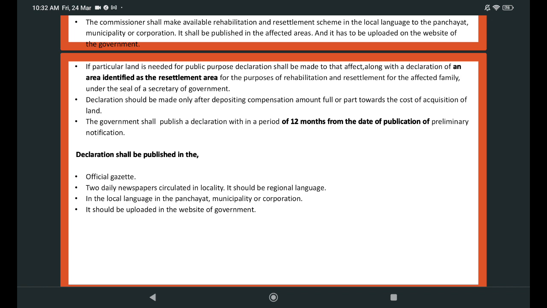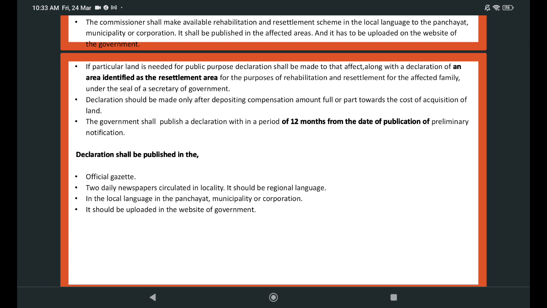Now declaration of land. Declaration of an area as identified as resettlement area. If a particular land is needed for public purposes, a declaration of an area as a resettlement area should be given. Why? It is for the resettlement of the affected family. It should be made under the seal of the Secretary of Government. Declaration should be made only after depositing the compensation amount. Government shall publish the declaration within 12 months from the date of publication of the preliminary notification.